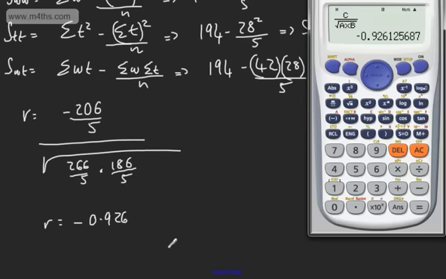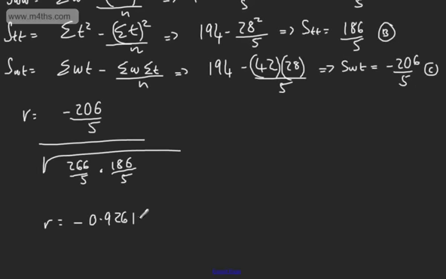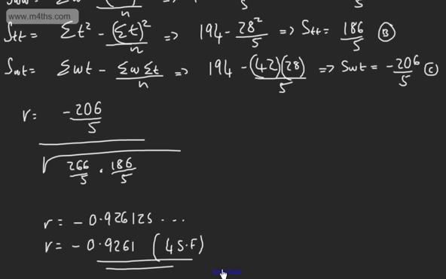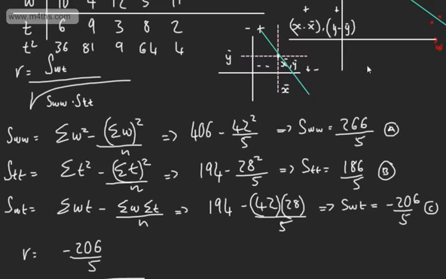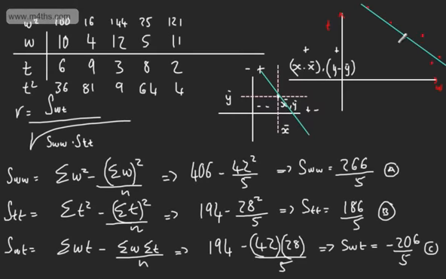So, 0.926, 1, 2, 5, dot, dot, dot, and so on and so forth. If you wanted to round this, let's go for 4 significant figures, 0.9261. So let's put 4 SF. As you can see, we kind of knew that was coming anyway. These are getting very close to being on this straight line. And that's what R is all about. It's simply saying, how close do these fit to a straight line?